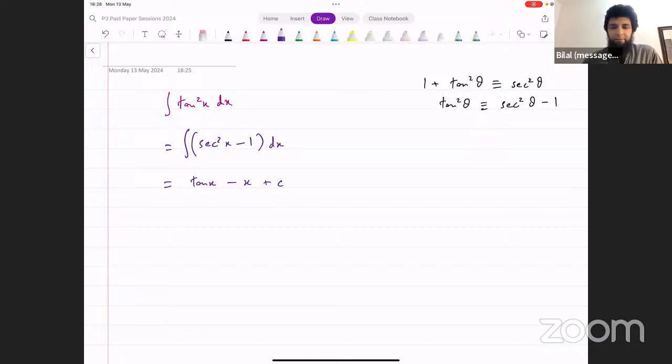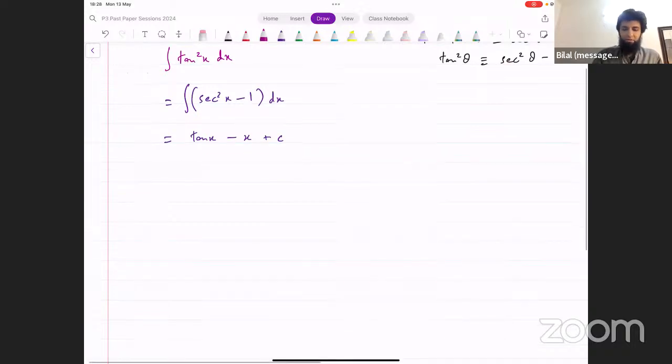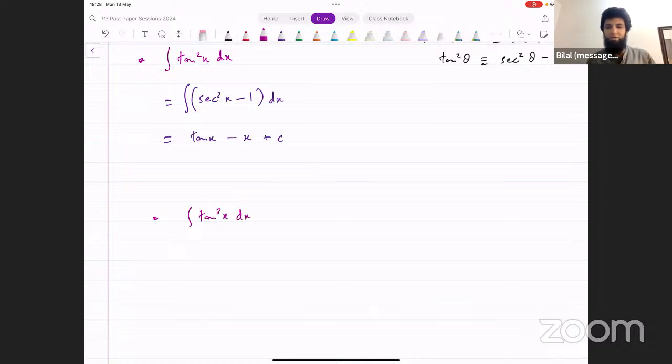All right. Now, what about tan cube? How do we integrate tan cube x? Let's talk about that. Tan cube x with respect to x.